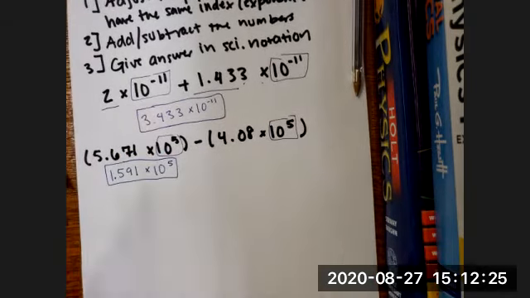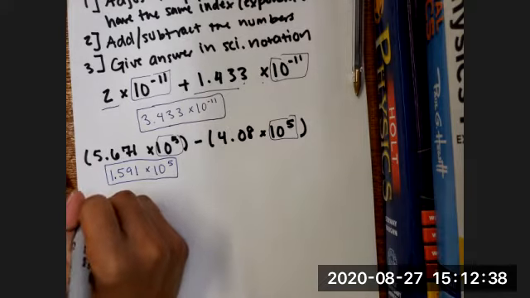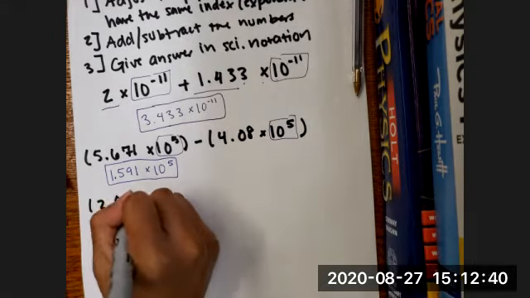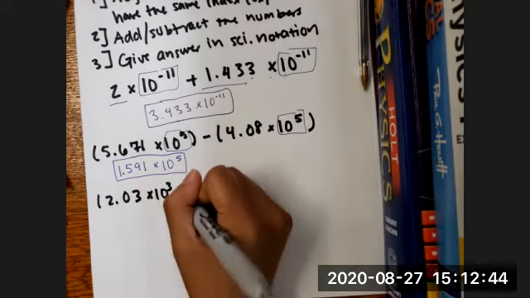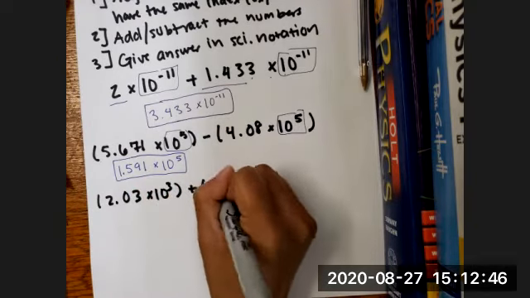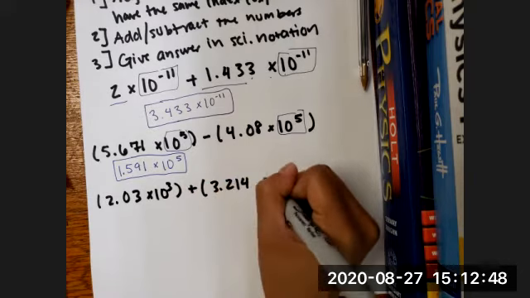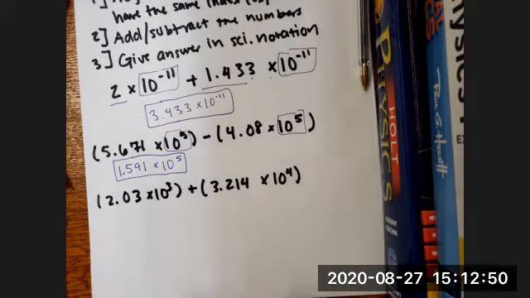So the next couple ones are where it gets difficult. And that is because we have to change the power of 10 because they're different. So for number 3, I have 2.03 times 10 to the 3rd, plus 3.214 times 10 to the 4th power.